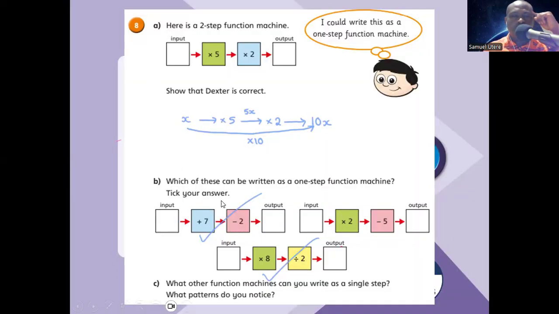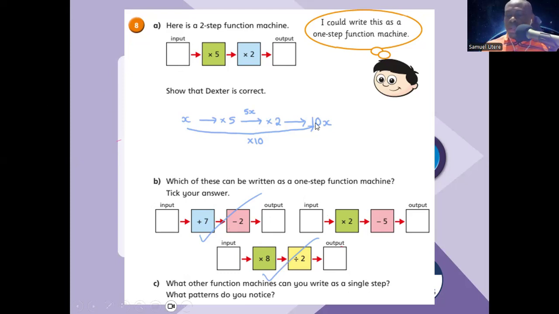And then for B, you're being asked which of these can be written as a one-step function machine. We can write this as a one-step function machine because adding 7 and subtracting 2 is the same thing as adding 5. And then multiplying by 8 and then dividing by 2 is the same thing as multiplying by 4.